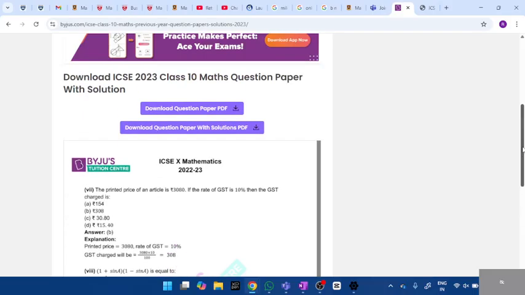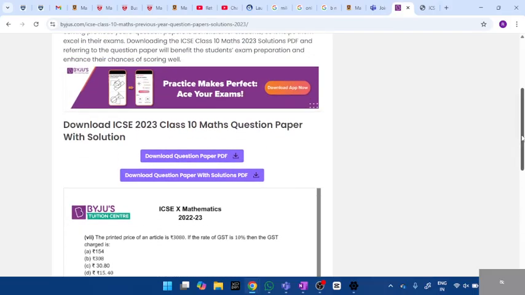Okay, try this question. The printed price of an article. Start solving, students. Don't write the questions. Write only the answer. The printed price of an article. Printed price, marked price, cost price, all are the same. GST is 10%. Find the rate. Find the GST amount.